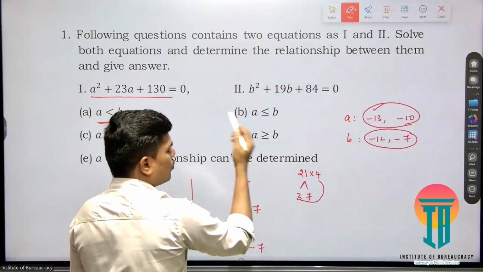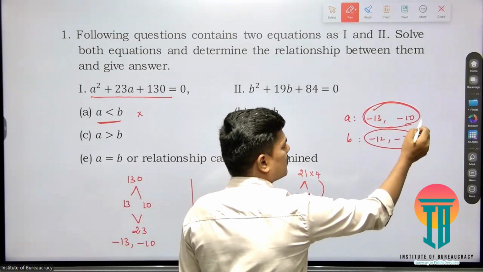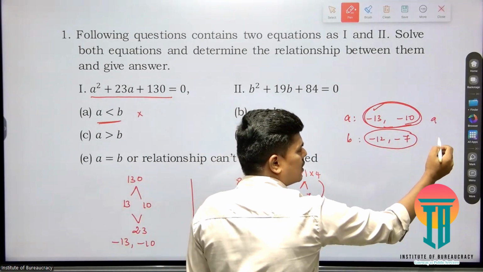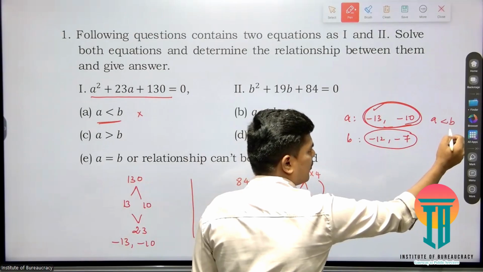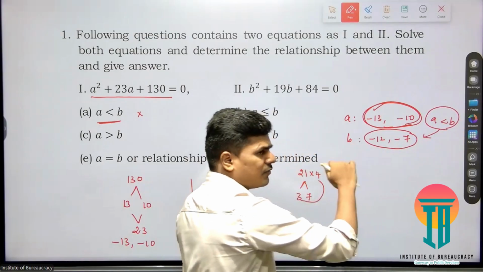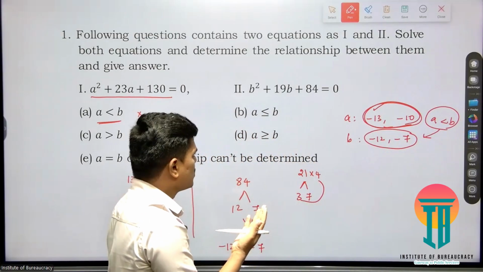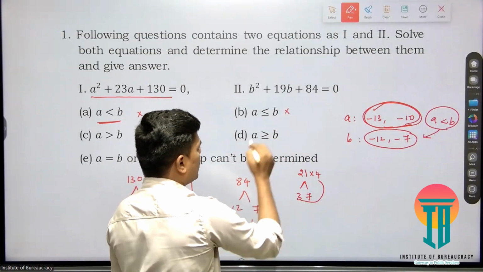So it should always be true. Any number you take here should be less than all the numbers of the other one. If there is a change, then you cannot choose that option. So equal to is also not going to come.